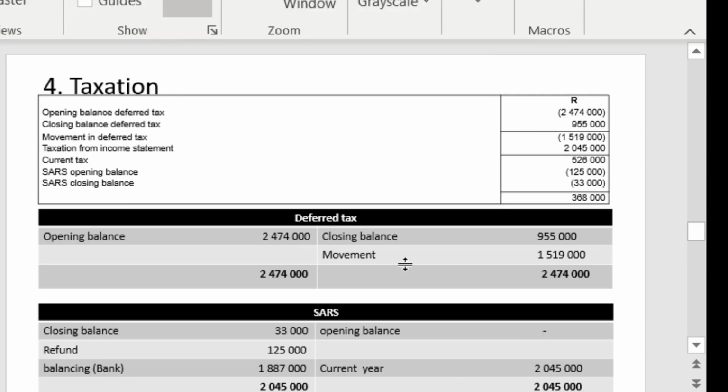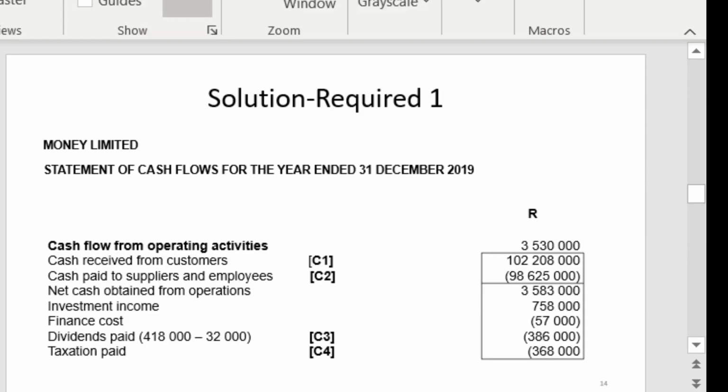So the movement in deferred tax is 1,519,000, and the movement here on the SARS account is 1,887,000, and the difference between the two should give us 368,000, which is disclosed as the tax paid for the year under cash flow from operating activities. So in a nutshell, this is how cash flow from operating activities was determined.